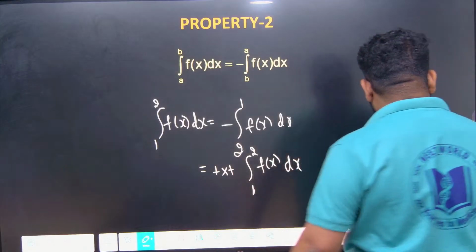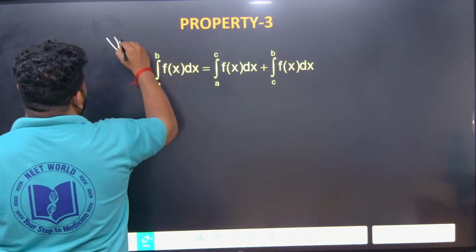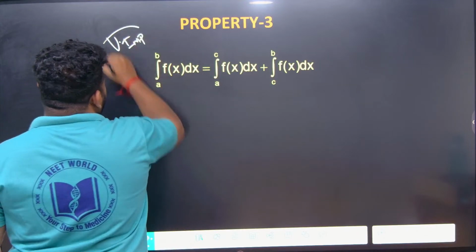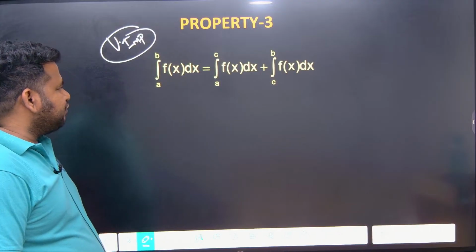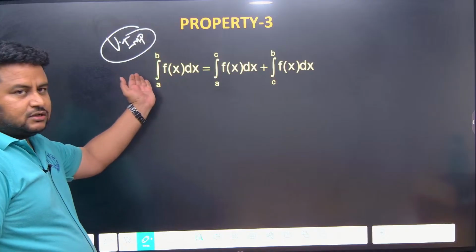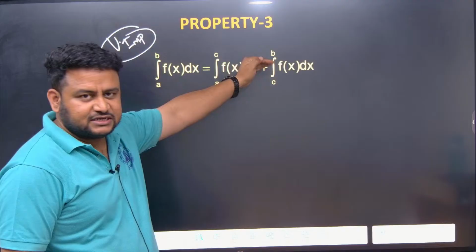That's all about property 2. When it comes to property 3, it is a very important property, highly important. So what does this property say? If I have the integral from a to b of f of x dx, then I can split this bound. That is, I can write it as a to c f of x dx plus c to b f of x dx.